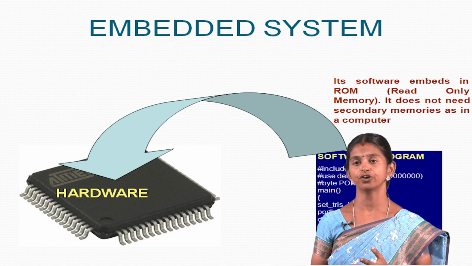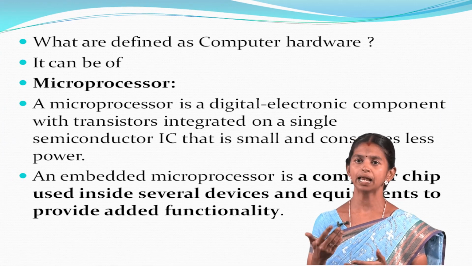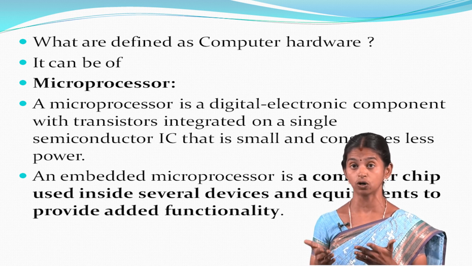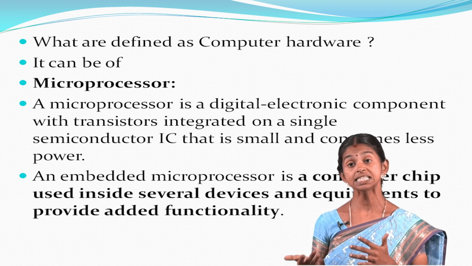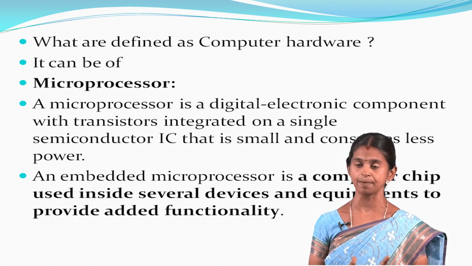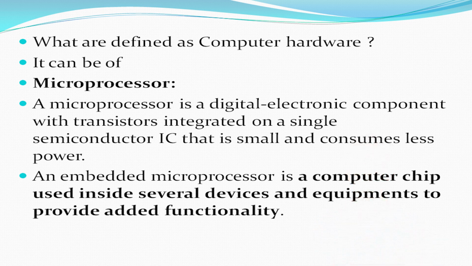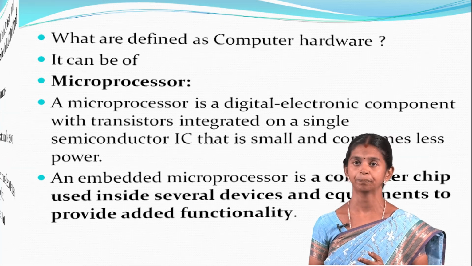The diagram is displayed for your reference. What are defined as computer hardware? It can be a microprocessor. A microprocessor is a digital electronic component with transistors integrated on a single semiconductor IC that is small and consumes less power. An embedded microprocessor is a computer chip used inside several devices and equipment to provide added functionality.